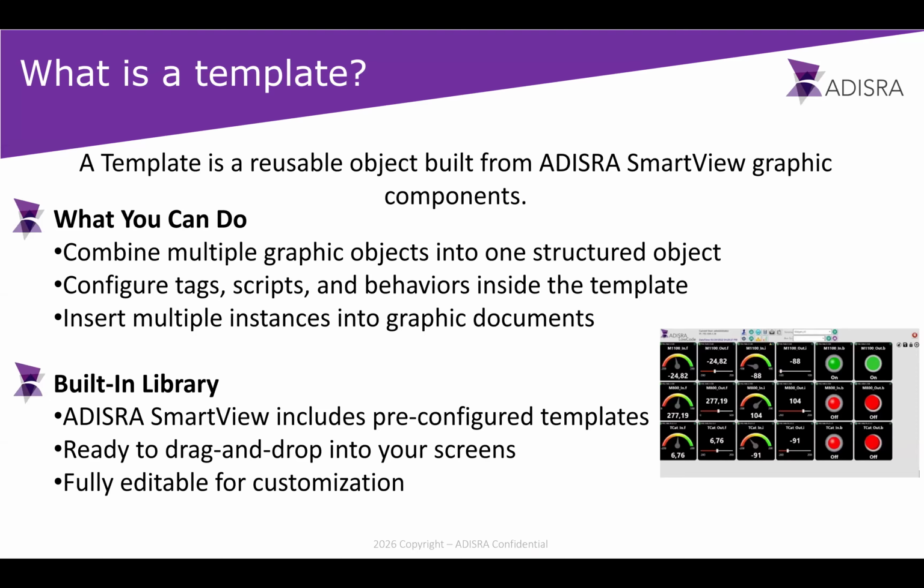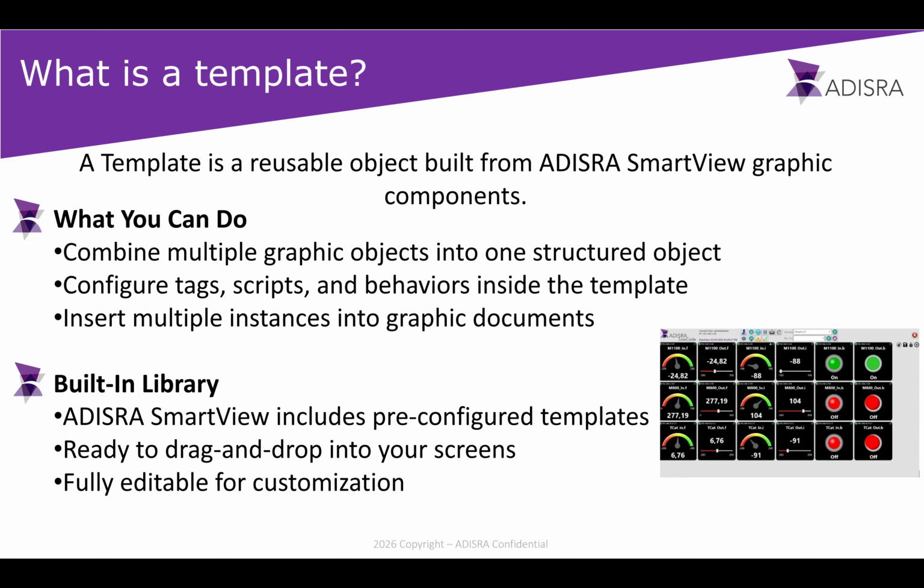Now that we have talked about why templates matter, let's define what a template actually is. At the core, a template is a reusable object built from Adair's for SmartView graphic components, but it's more than just grouping graphics together. A template does allow you to combine multiple graphic objects into one self-contained object. Inside the template, you can configure tags, scripts, and animation behavior. Everything the object needs to function lives inside it. That means it's not just visual, it's functional. Once it's built, you can insert multiple instances of that template into your graphics document, each instance behaving consistently while still allowing configuration where needed.